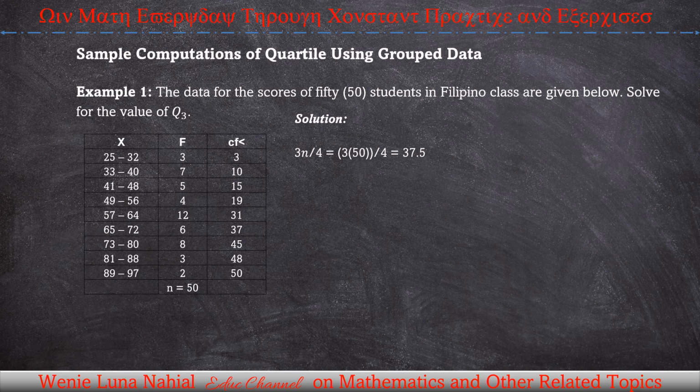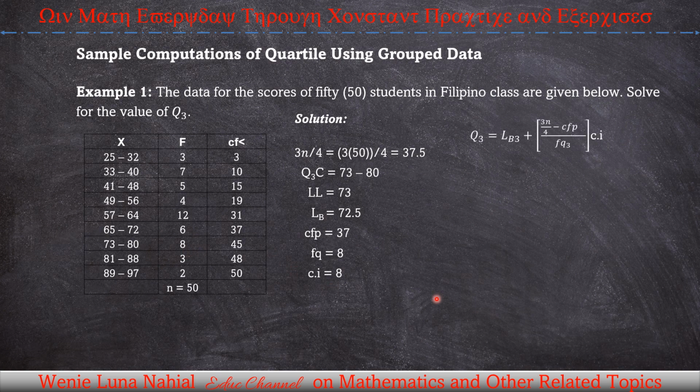That is less than 45. So our quartile class is 73 to 80. Okay? Then our lower limit is 73. Therefore, our lower boundary is 72.5. Then the cumulative frequency before 45, that is 37. Then the frequency of the quartile class is 8. Then the class interval is 8.